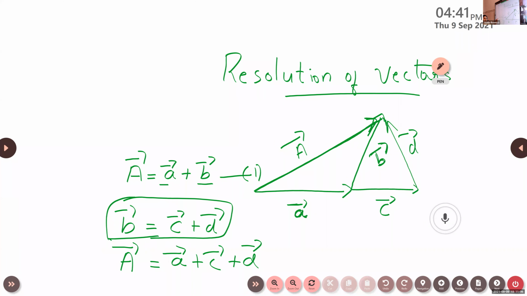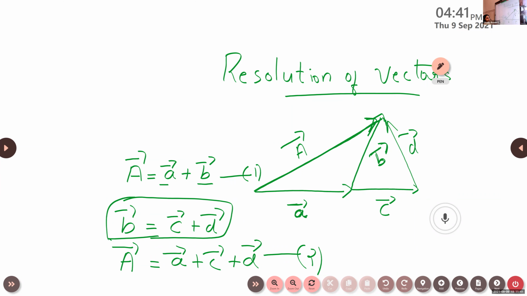So initially the vector A is split into two, that is small letter A and small letter B. But again, in the second case, we split the resultant vector A into three, that is A plus C plus D. Is there any change that occurs to the resultant vector in both cases, in the first case and the second case? What will be the resultant vector here? No change. No changes occur.